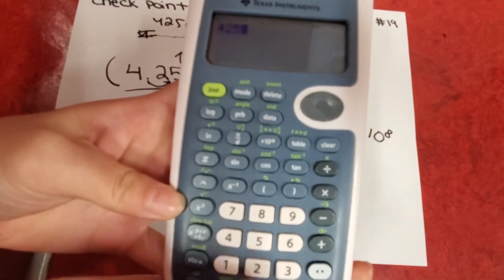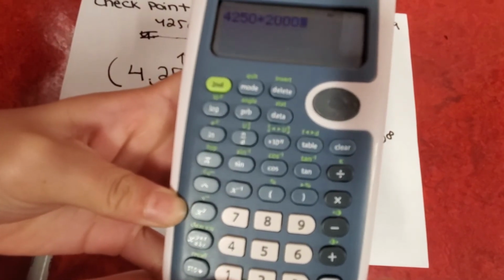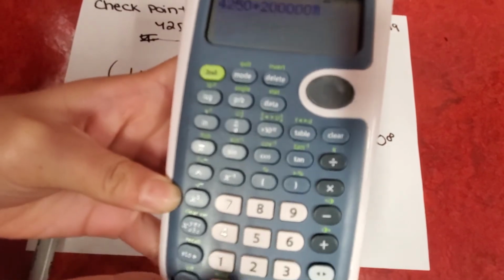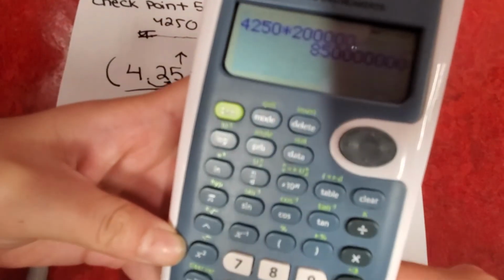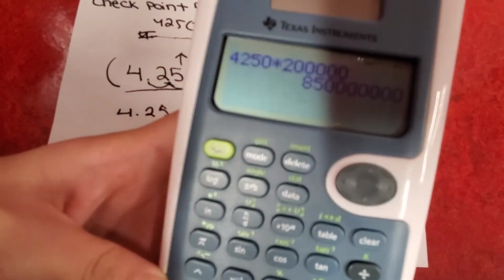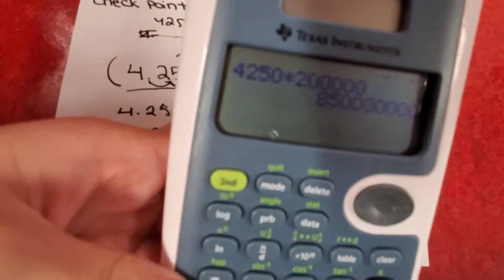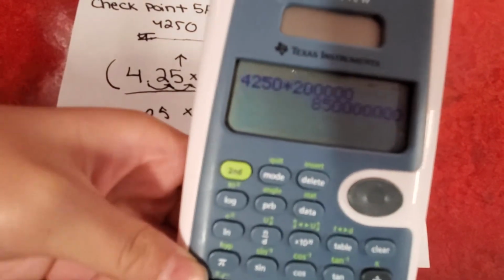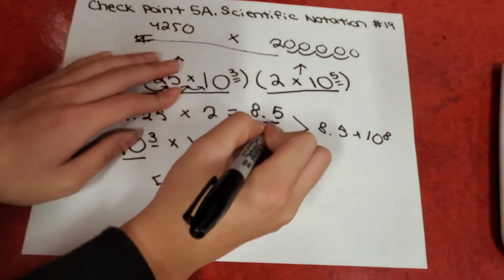4,250 times 200,000. And that would equal 85 with 8 zeros, 8.5 followed by zeros, and as you can see, that is the same. This is the same as if you were to expand this problem.